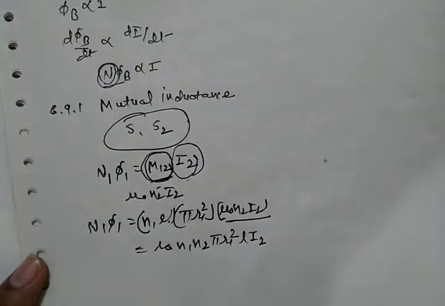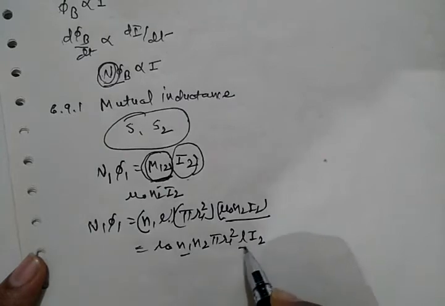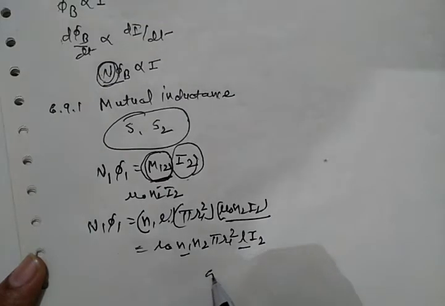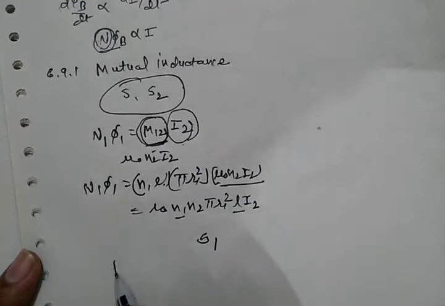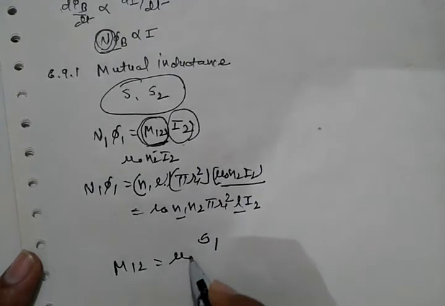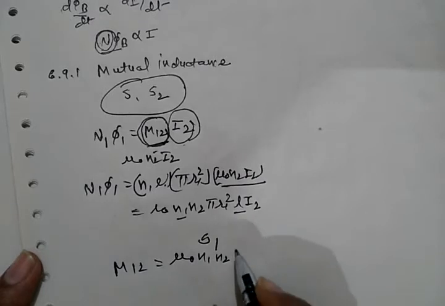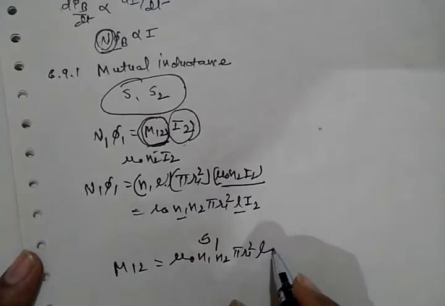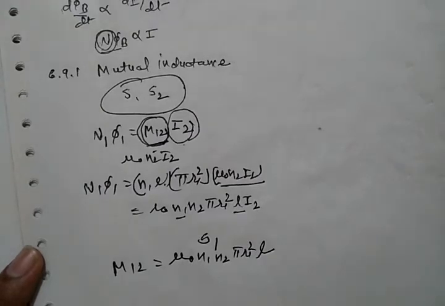Now where N1 L is the total number of turns for solenoid S1. So here M12 is equal to mu 0 N1 N2 pi R1 square L. Note that we neglected the edge effect and considered the magnetic field mu 0 N2 I2 to be uniform throughout the length and width of the solenoid S2.